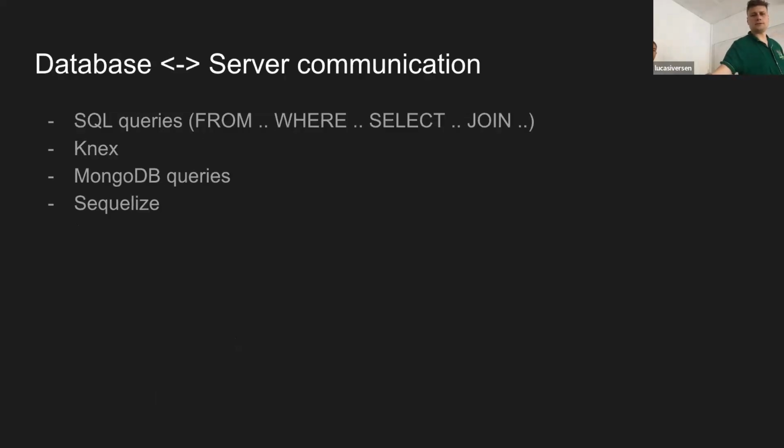We'll talk a bit more about this, but communication between the parts of your full stack web application: if you want to connect your server to the database, which you will, you can use something like SQL queries, which you've already worked with, from, where, select, join, inner join. You can use Knex, which I also think you used in Node.js. You can use MongoDB queries, which you might also have used. And there's also a framework called Sequelize. And there's a lot of ways to communicate between a database and a server.